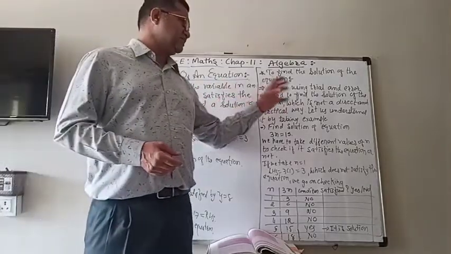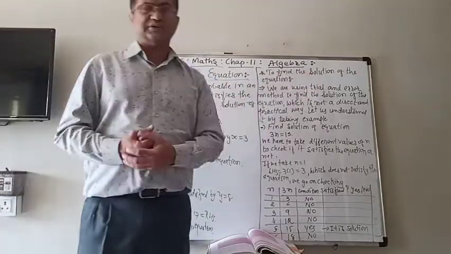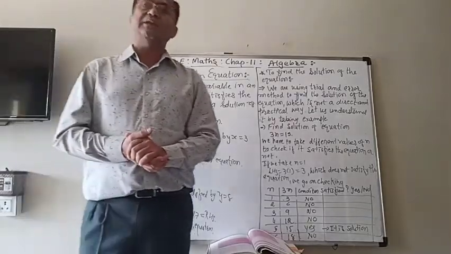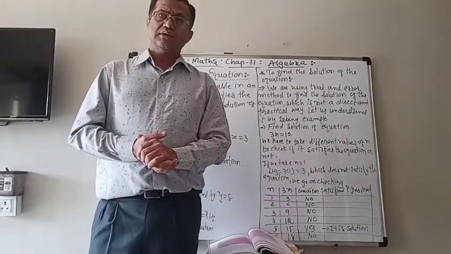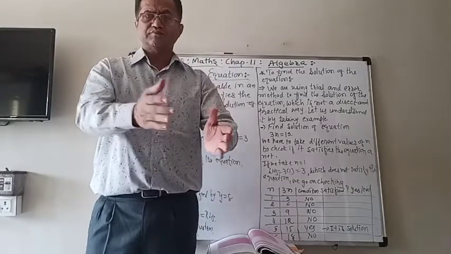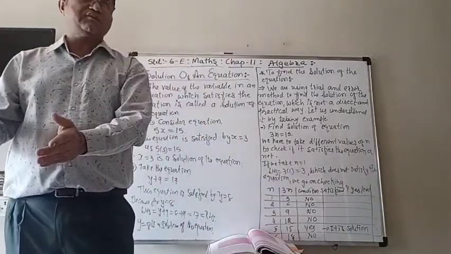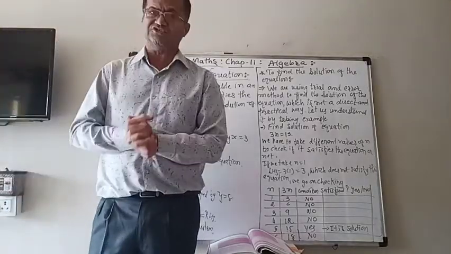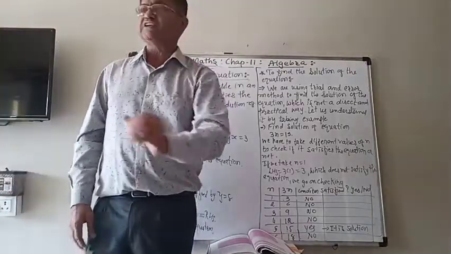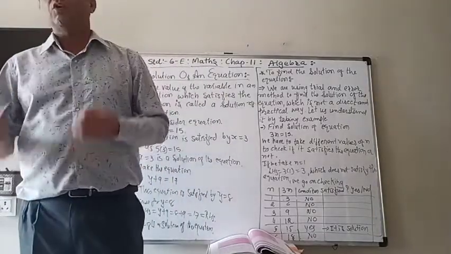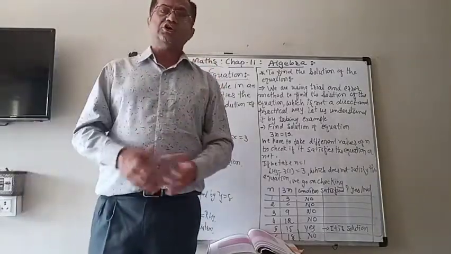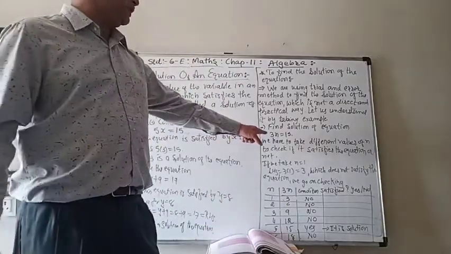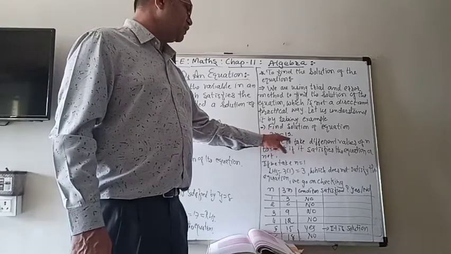So let us understand this trial and error method. For that we have to create a table for the variable, the value of the variable, and whether it satisfies the condition or does not satisfy. Whenever it satisfies the condition, that will be the solution of the given equation. So let us take an example: 3n equals 15.